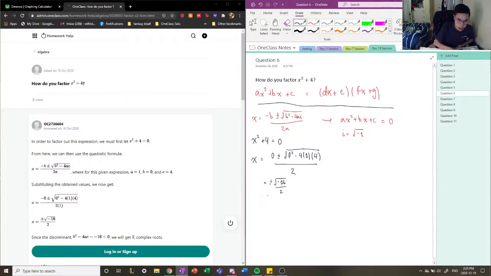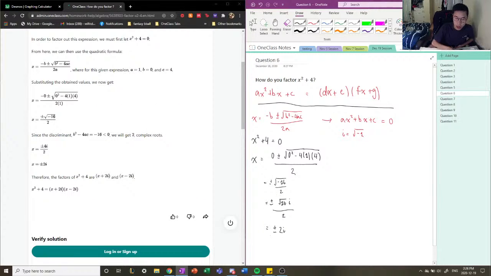So in this case, we can write the root of negative 16 as the root of 16 times i. We broke it up into the root of 16 times the root of negative 1, and we know that i is equal to the root of negative 1. The square root of 16 is a perfect square, 4, so now we have the answer: our solutions are plus or minus 2i. Okay?